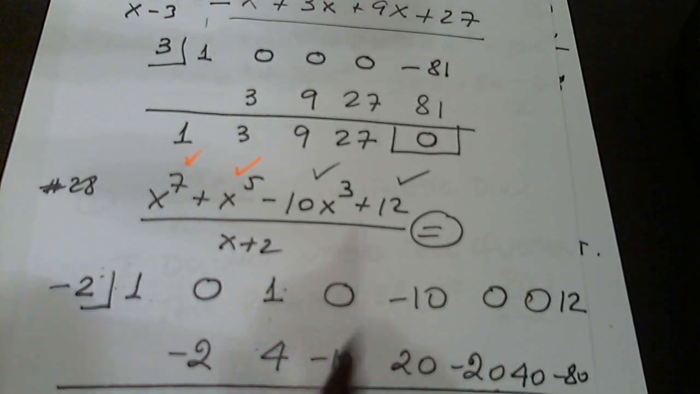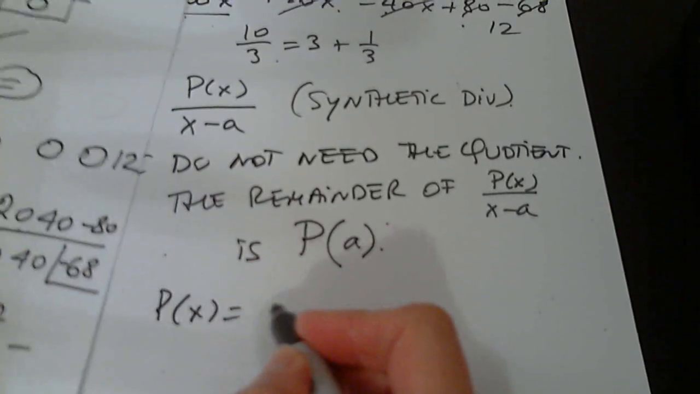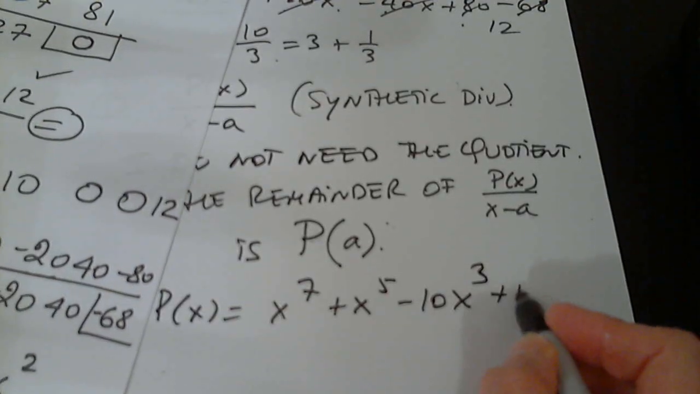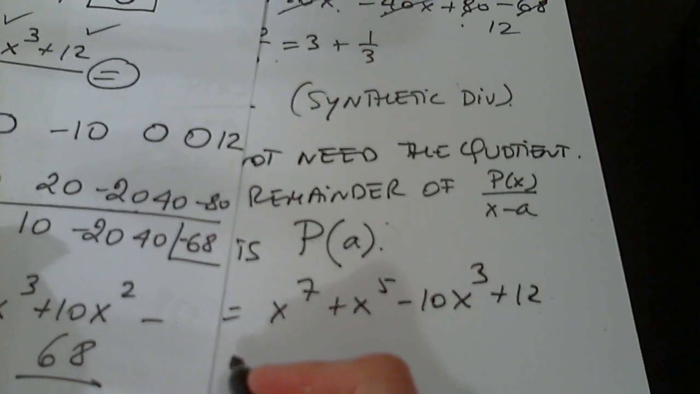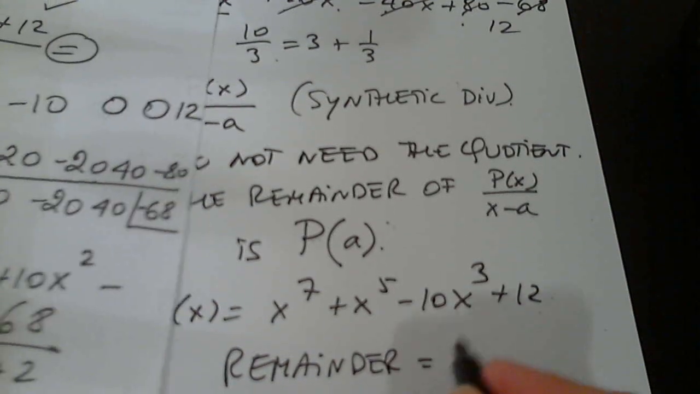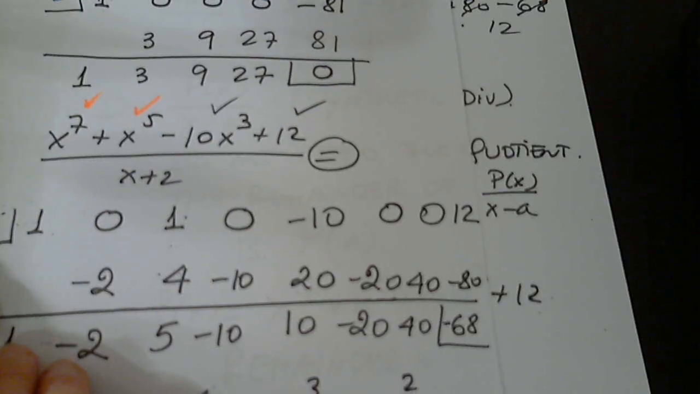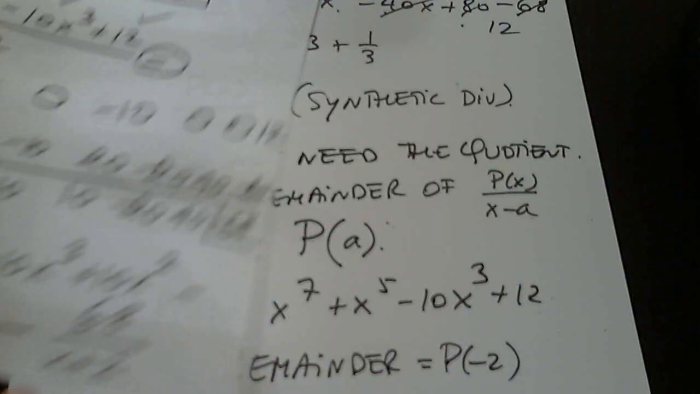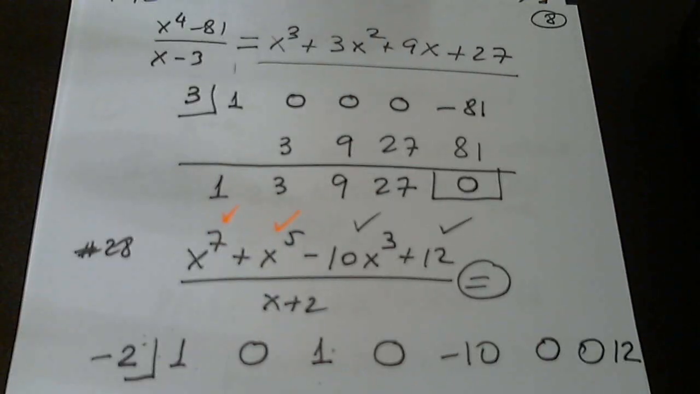Okay, in that case, I'm going to copy this polynomial, which was x to the 7th plus x to the 5th minus 10x to the 3rd plus 12. And you only want me to find the remainder. So the remainder of the division will be the top polynomial evaluated at -2. And what was the remainder? -68. So I better get it.